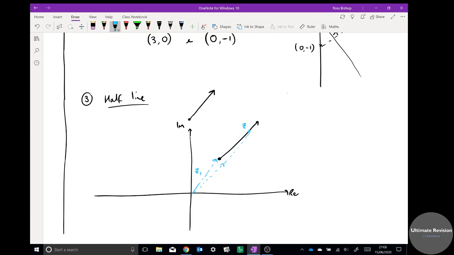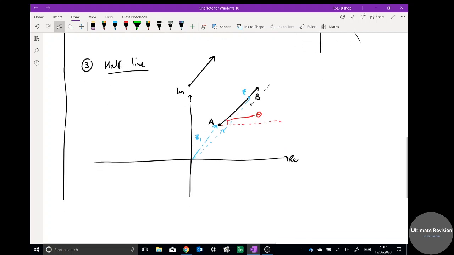Okay, and I'm also going to add in, just to help us, the argument of that line, which would be this angle here, theta. Finally, I'm just going to label that point A, and I'm going to label that arbitrary point B. Remember, that B is on a sliding scale. That could be that point B. I could put it anywhere on the line. So I want the equation of A to B, where B is any point on that line.